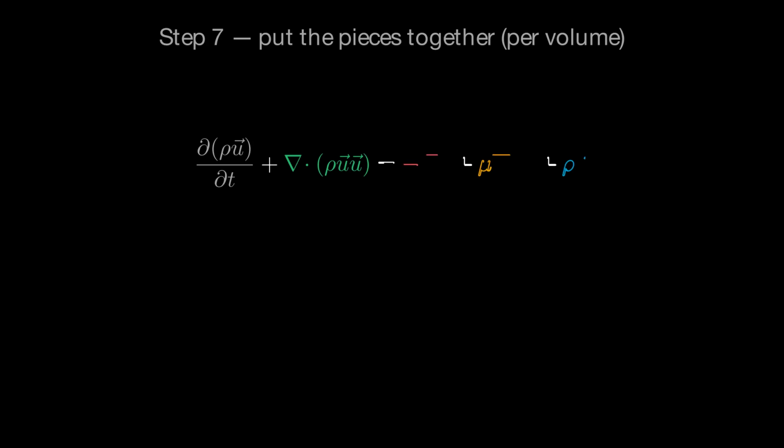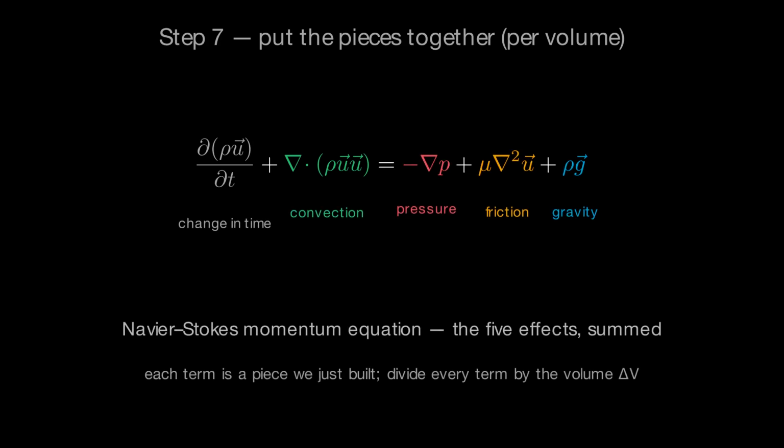Now put it together. The rate of change of momentum plus the momentum carried by the flow equals the three forces: pressure, friction, gravity. Divide every term by the volume and there it is, the Navier-Stokes momentum equation. It looks heavy, but it's just the 5 pieces we built one at a time.